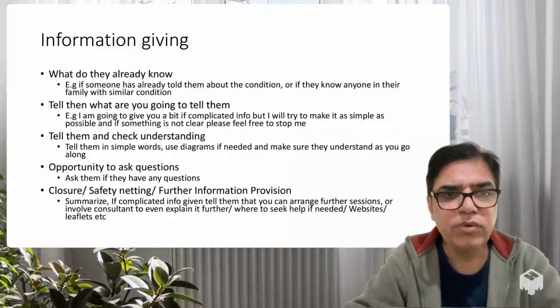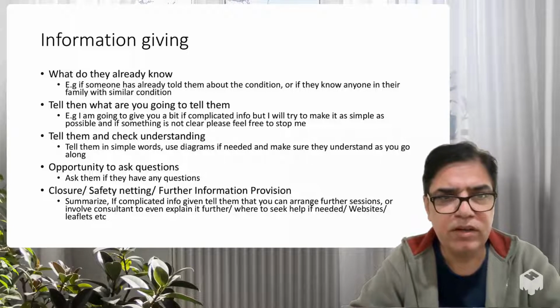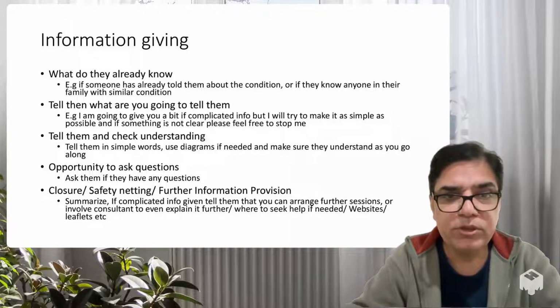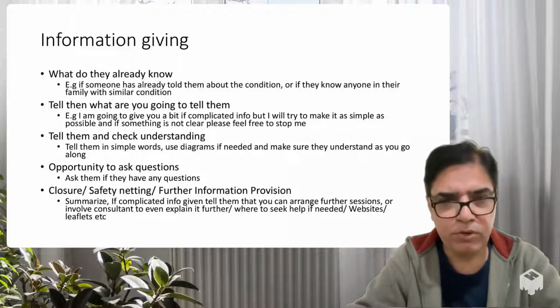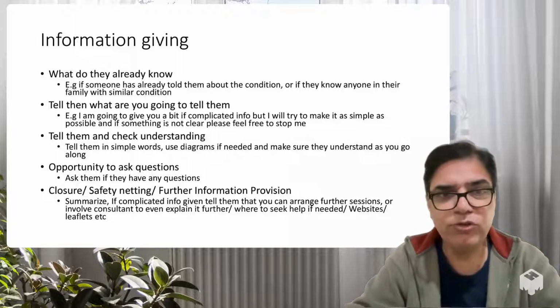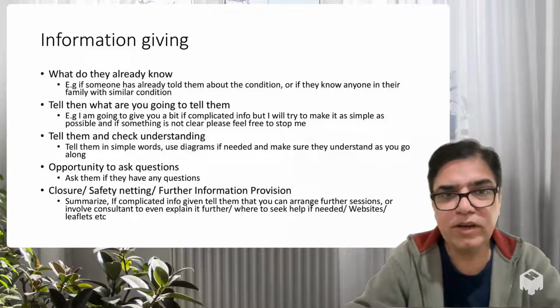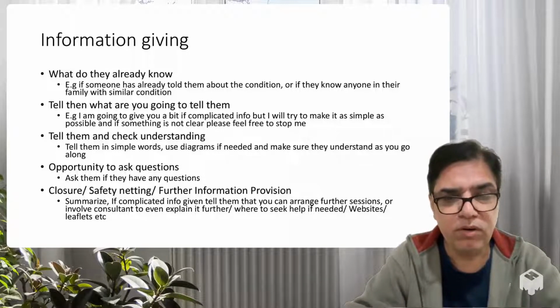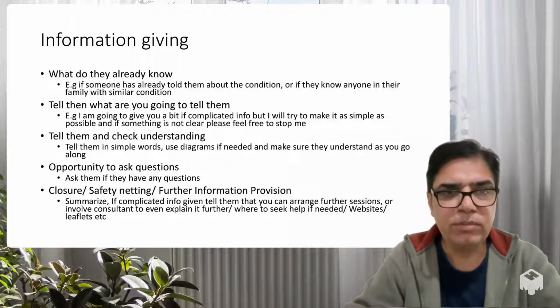And then at the end, you will close, as I said, like you will summarize. And if it is complicated information, you tell them, okay, I know this is going to be a bit too much for you, and you will be having more questions. So you just read about this thing. I'm going to give you some leaflets and I'll get back to you. Or maybe my senior comes and he will talk to you further about this condition and he will explain it further, or things like that. So this is how you will conclude a station about information giving.